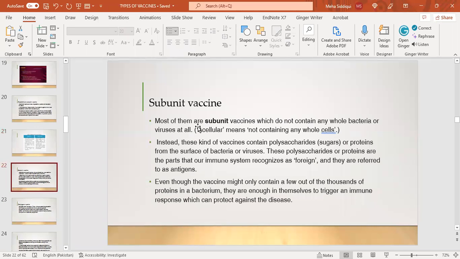Subunit vaccine. Most of the recombinant vaccines are subunit vaccines, which do not contain any whole bacteria or viruses at all. Instead, these vaccines contain polysaccharides or proteins from the surface of bacteria or viruses. These polysaccharides or proteins are the parts that our immune system recognizes as foreign, and they are referred to as antigens. Even though the vaccine might only contain a few out of thousands of proteins in the bacterium, they are enough in themselves to trigger an immune response which can protect against the disease.